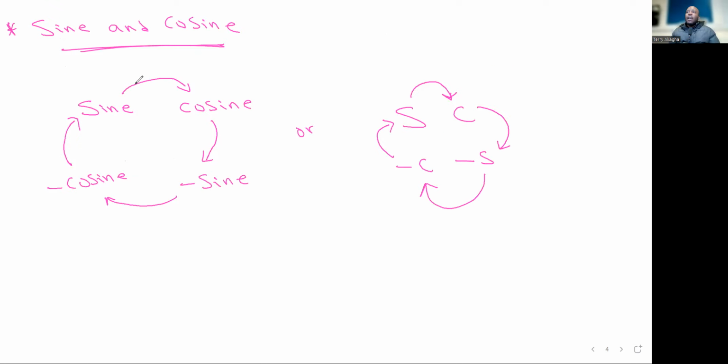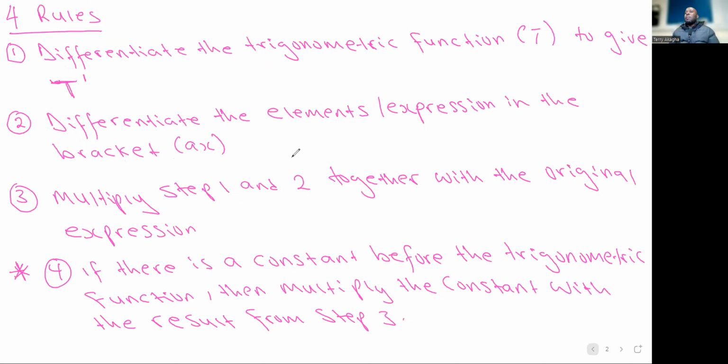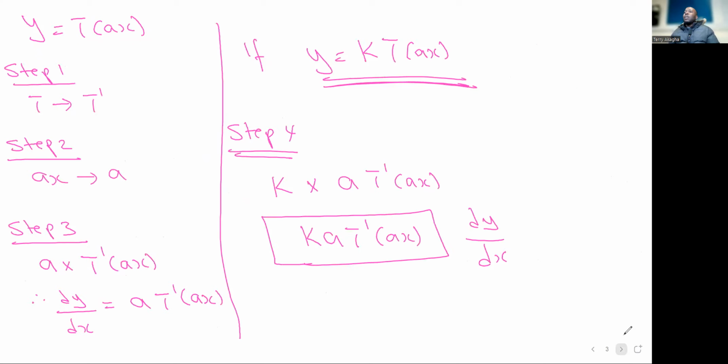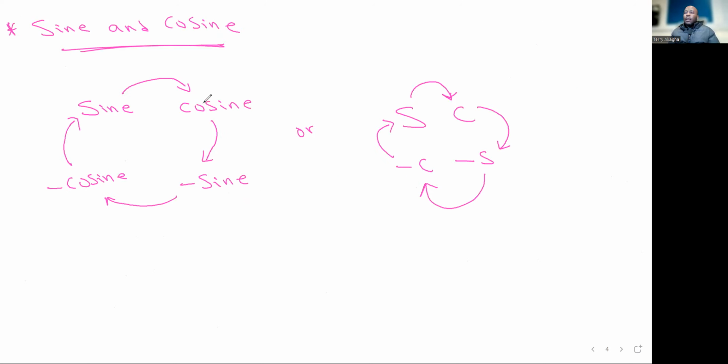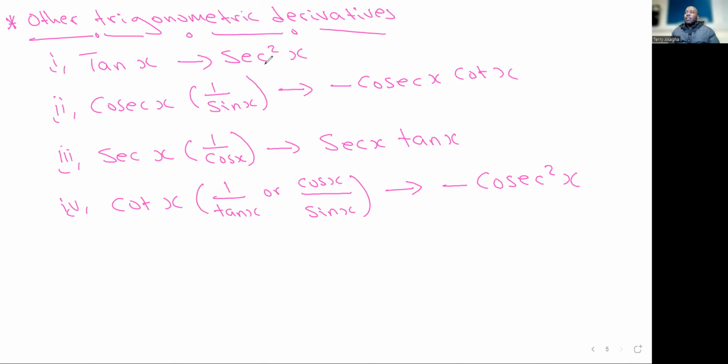So when you differentiate sine, it's cosine. The reason why I'm showing you all this is because of step 1. Remember, step 1 said you have to differentiate the trig function to give the derivative of the trig. Does that make sense? So when you differentiate sine, it's cosine. Cosine is minus sine. Minus sine is minus cosine. And also, when you differentiate tan, it's sec squared. Cosec, or 1 over sine, is minus cosec x cot x.